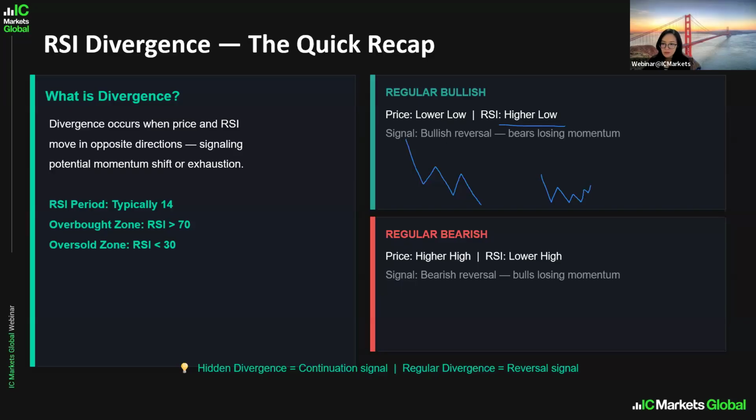We're going to look at the chart together later. For the bearish divergence, price makes a higher high, but the RSI makes a lower high. Then it starts to make a lower high. Okay, this is a bearish divergence.